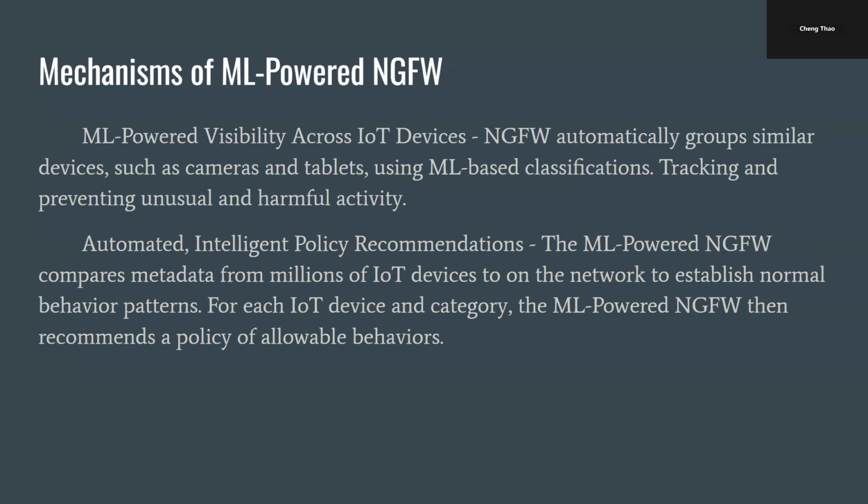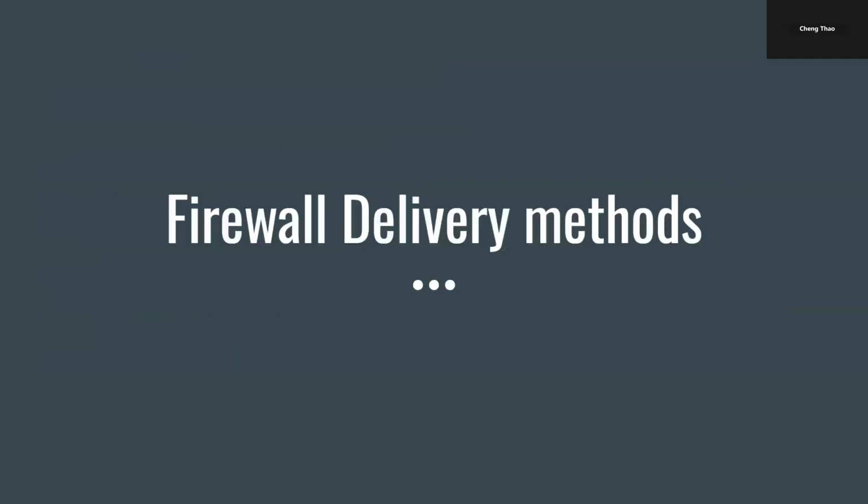ML-powered visibility across IoT devices. The NGFW automatically groups similar devices such as cameras and tablets using ML-based classifications, tracking and preventing unusual and harmful activities. Automated intelligence policy recommendation. The ML-powered NGFW compares metadata from millions of IoT devices on the network to establish normal pattern behaviors. For each IoT device and category, the ML-powered NGFW then recommends a policy of the allowable behaviors. And here are the current firewall delivery methods, as in wanting to install or use firewalls.